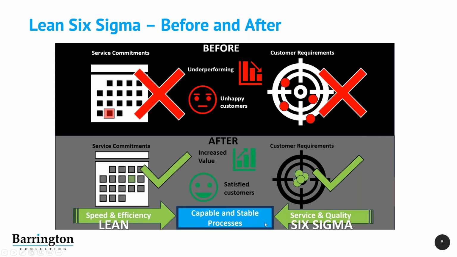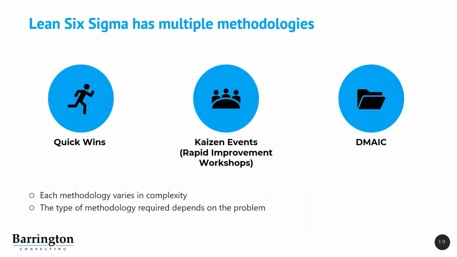What we hope to seek and obtain are capable and stable processes. They're capable of meeting our customer demands and expectations, and they're stable. They're consistently able to do so. In the Lean Six Sigma world, there are a series of multiple methodologies that you may have heard of, and that's okay. I'll just provide a quick background on some of them.